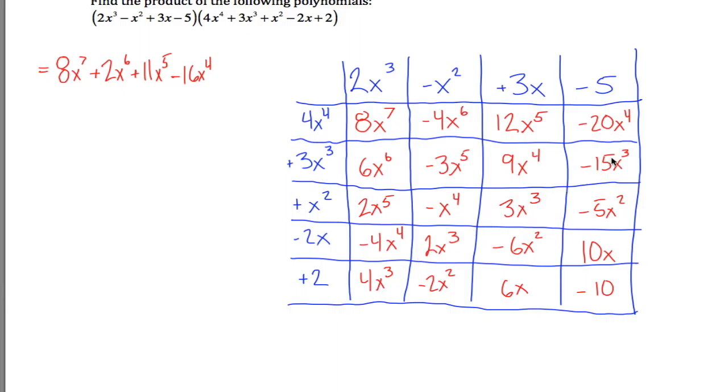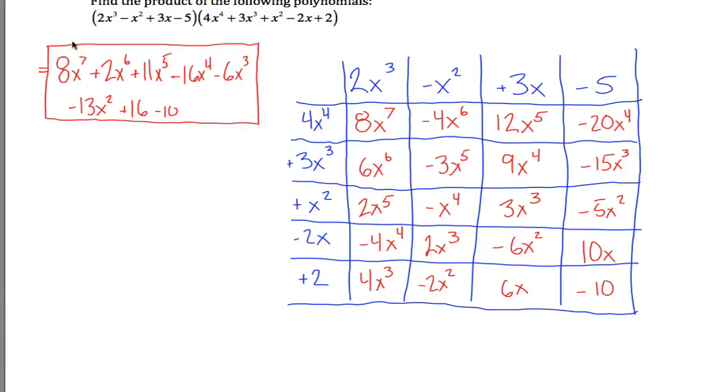Cubed, here they are. 4 and 2 is 6, and 3 more is 9. But then I have minus 15. So 9 minus 15 is negative 6. Squared, here they are. Negative 6, negative 5 gives me negative 11. And negative 2 more is negative 13. Kind of ran out of room, so I'll just drop down a line. And then my x terms, I got 6, and I got 10 more, so I got 16. And finally, my constant term is my negative 10.